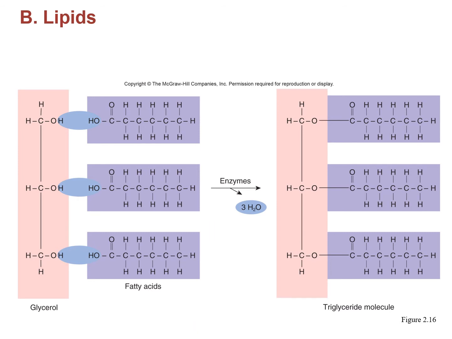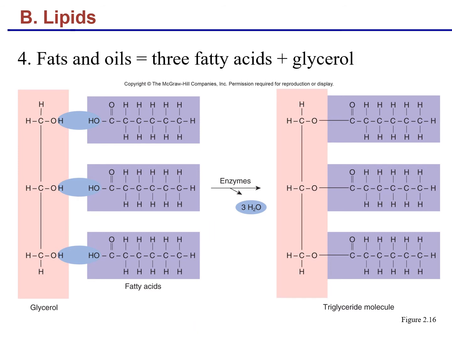This shows us how a molecule like a fat or oil is built. Fats and oils are lipids. They're said to be triglycerides because there are 3 fatty acids, that's the tri, bonded to one molecule called glycerol. So that 3-carbon molecule highlighted in pink is glycerol. The 3 purple molecules are fatty acids. So adding 3 fatty acids to 1 glycerol makes a fat or oil or a triglyceride molecule.